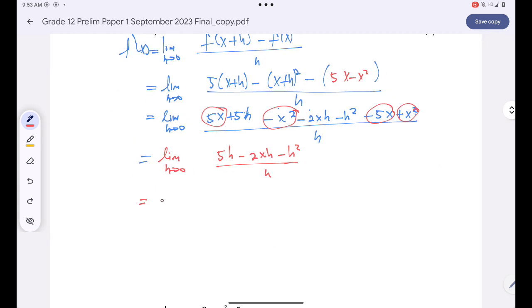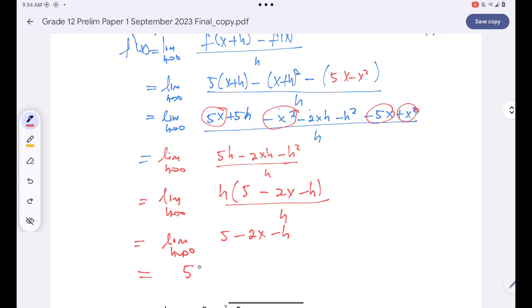I can then take out a common factor there at the top, which is h. I'll end up having 5 minus 2x minus h, all over h. And then these two will simply cancel one another, and I'll be left with limit as h approaches 0 of 5 minus 2x minus h. Now I can simply substitute h as 0 because nothing will be undefined if I do so. So I'll end up having 5 minus 2x minus 0.